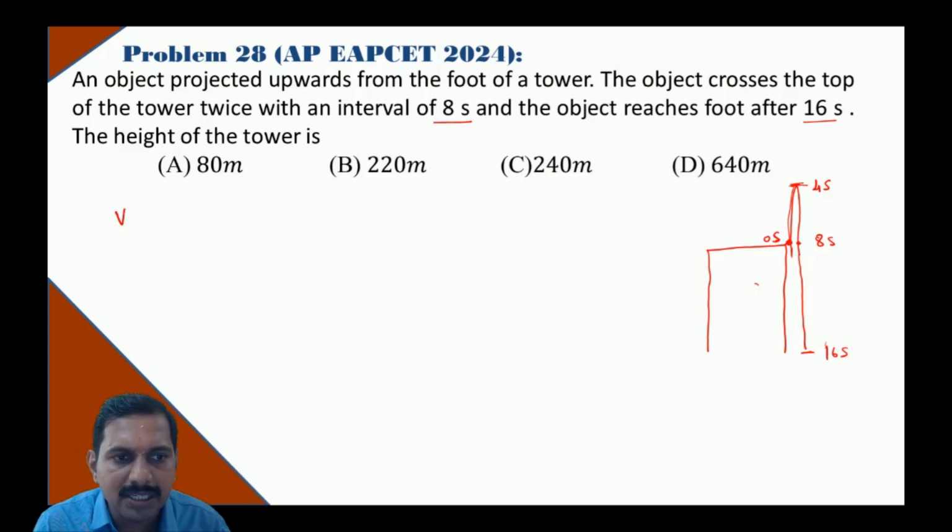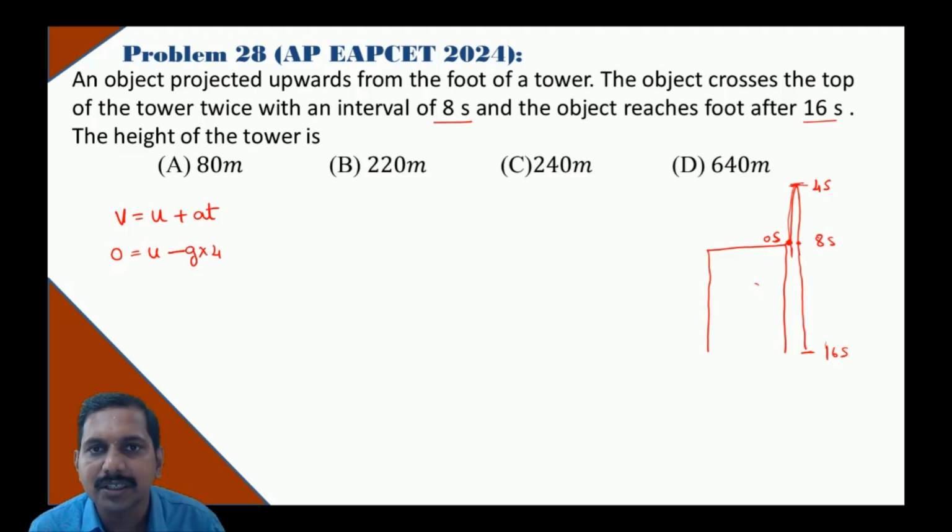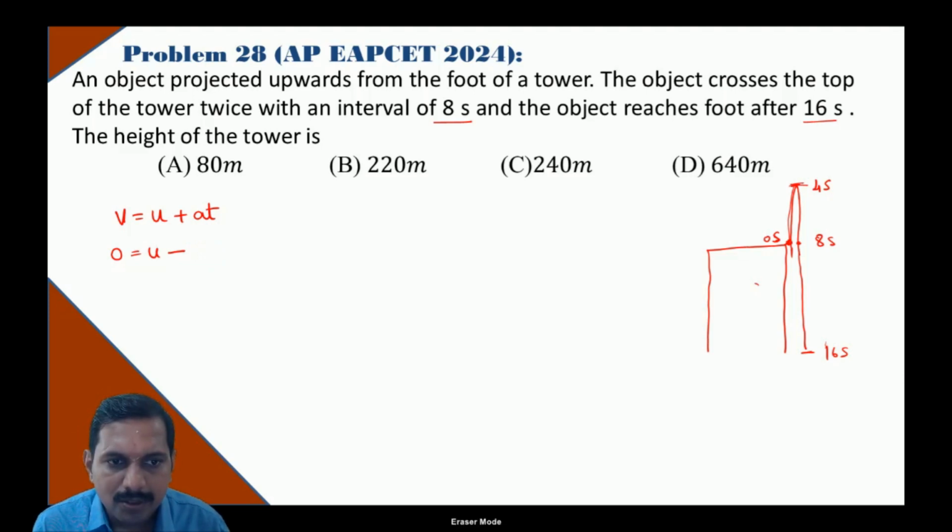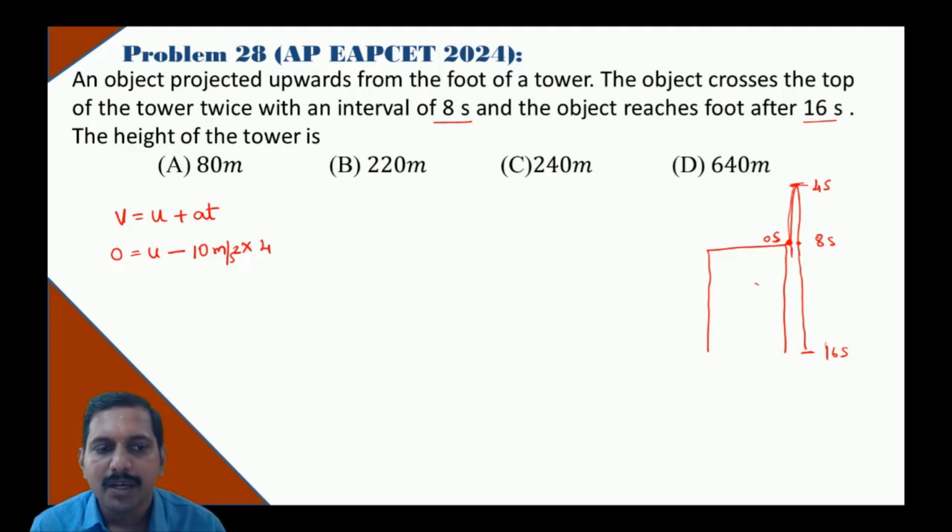So let us apply v is equal to u plus at, where v is 0, u we do not know, and acceleration is minus g, and time taken is 4 seconds, right? Minus g, in the sense, we will take it as 10 meters per second square. Generally, if it is not given, it is better to take 10 meters per second square. So 10 meters per second square into time, which is 4 seconds. So u comes as 40 meters per second, right students? So u comes as 40 meters per second.